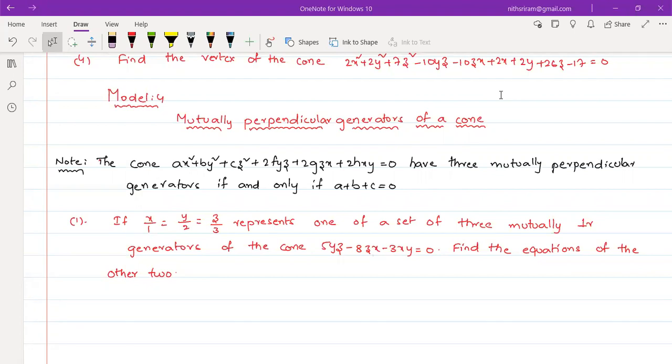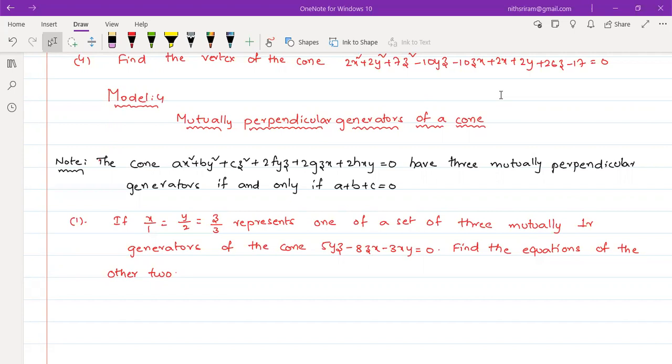Today I am going to discuss one important model problem, that is how to find mutually perpendicular generators of a cone. We are having three mutually perpendicular generators. It means if you consider any two generators, those two are perpendicular to each other. Here we are having three mutually perpendicular generators in cones. We have to find those generators.